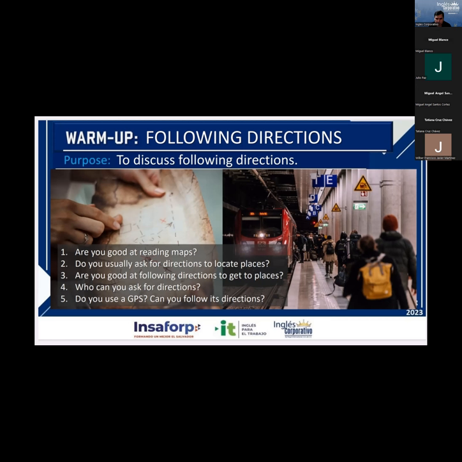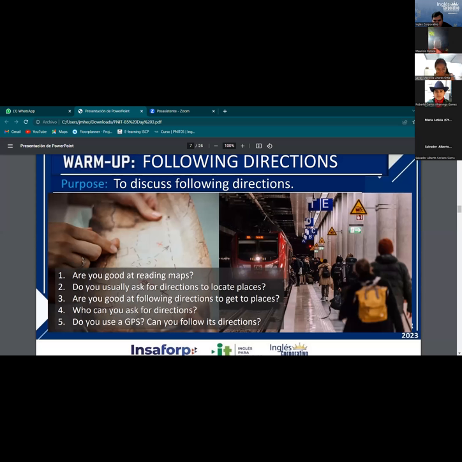Hola, hola. ¿Alguien más? ¿Tres, cuatro o cinco? No sé. Pregunta. Ok.